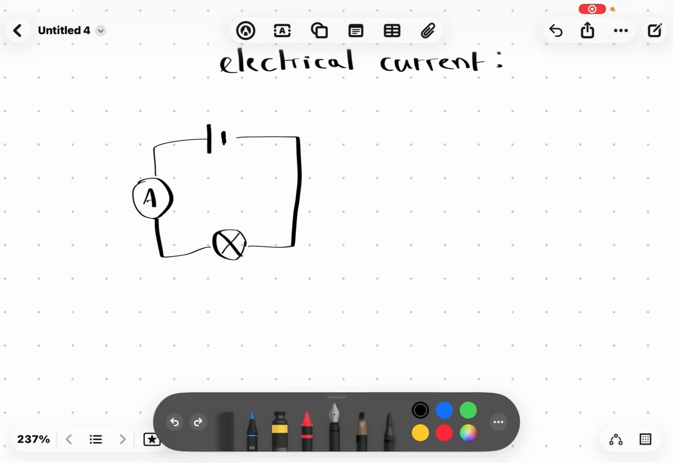Hello, today I'm going to talk about what electrical current is. However, we're also going to talk about Ohm's law and how to use it. But the main topic that I want to cover is electric current.